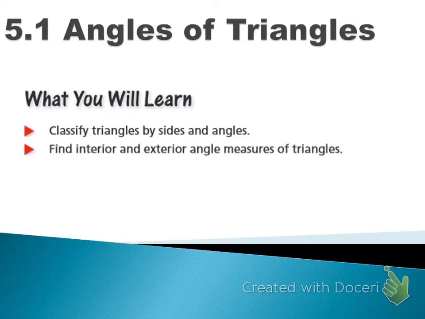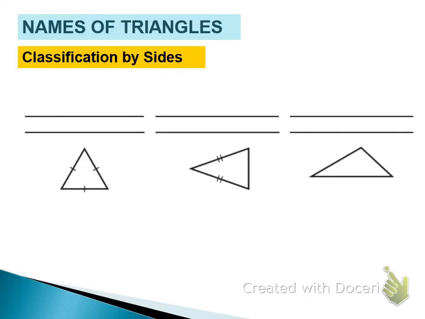So in 5.1, we're going to learn about classifying triangles by their angles and sides. And then we're going to find the measure of interior and exterior angles of triangles. So this first part is a bunch of terms, so we can learn how to classify triangles. So this first one, we're going to classify by sides. That is your first blank.